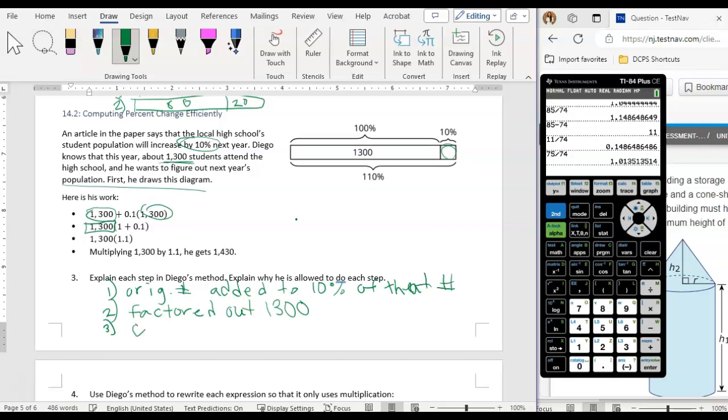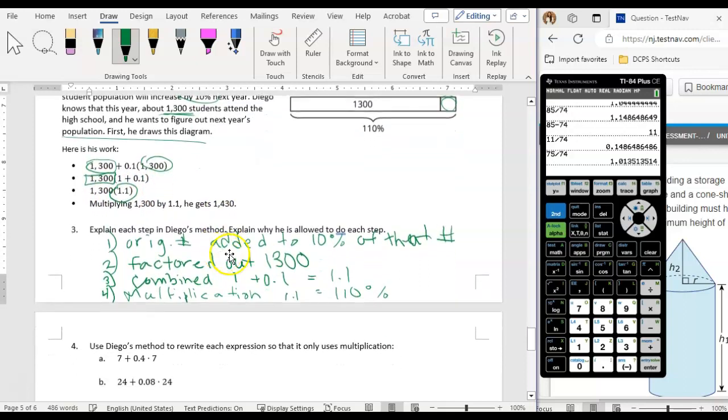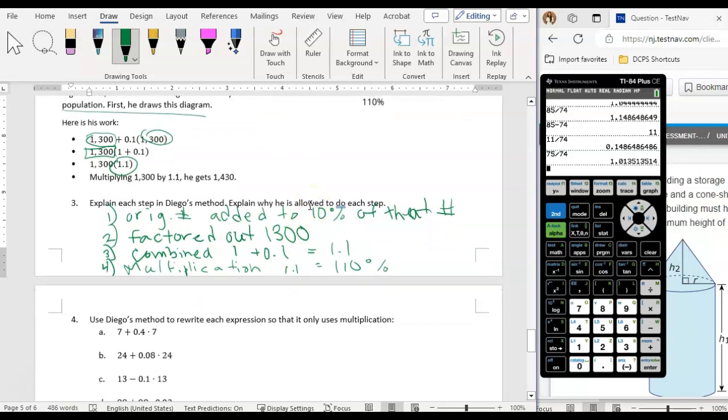Number 3, he combined 1 plus 0.1. Those are like terms, so he combined them to make them 1.1. And then number 4 says multiplying 1,300 by 1.1, he gets 1430. So this is just a simple step of multiplication. And the reason is because 1.1 equals 110%, right? Remember that this is out of a whole, and so we're looking at that being 110%.